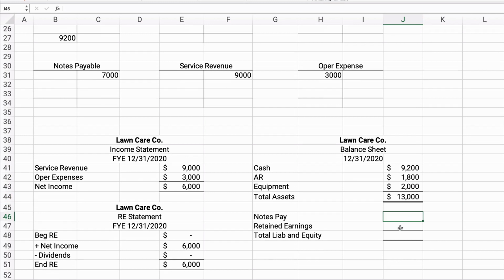And our notes payable and retained earnings should equal 13,000. Remember the balance sheet has to balance. So our notes payable is 7,000. Our retained earnings is 6,000. We just calculated it. So if we add this up, we should have 13,000. The total accounting equation is assets have to equal liabilities plus equity. So the total assets are 13,000 and the liabilities and equity is 13,000. Okay, so we're in good shape on that problem.